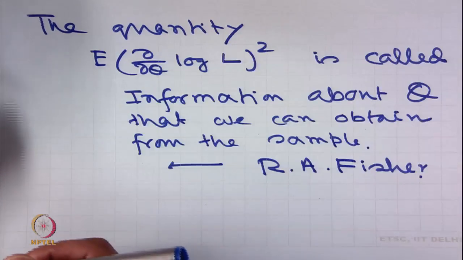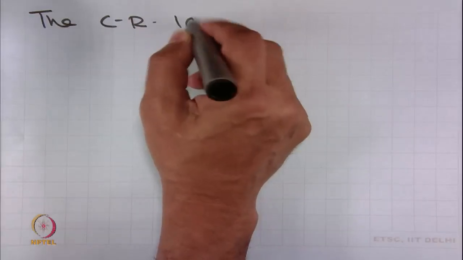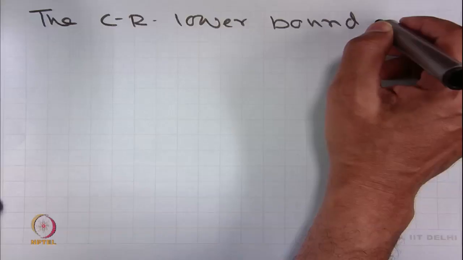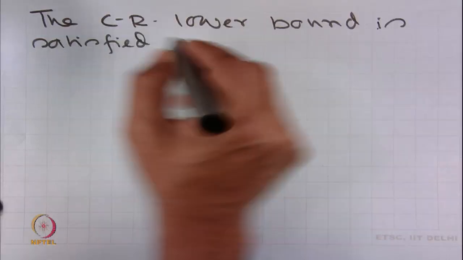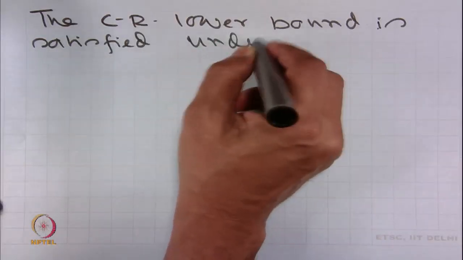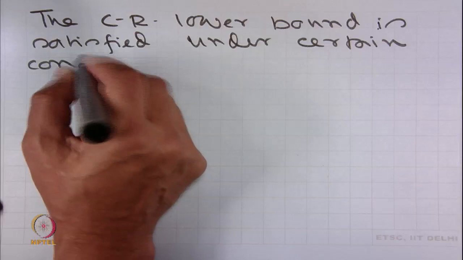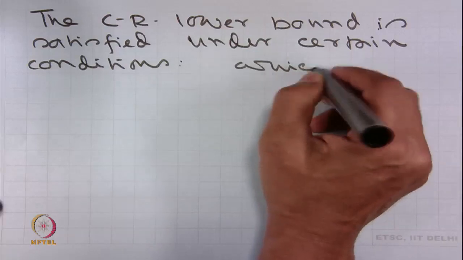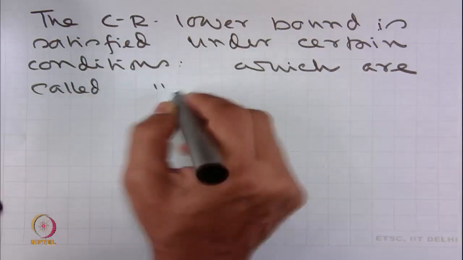Now, as I mentioned earlier, the Cramer-Rao lower bound is satisfied under certain conditions which are called regularity conditions.